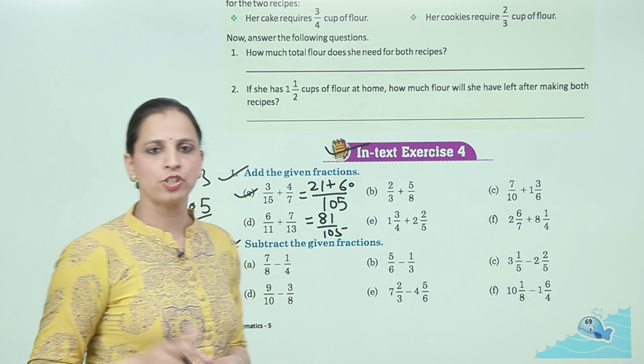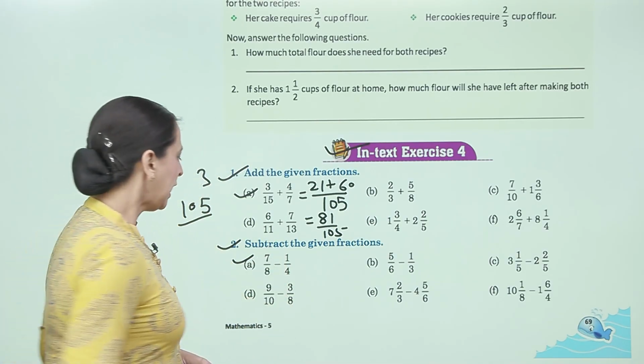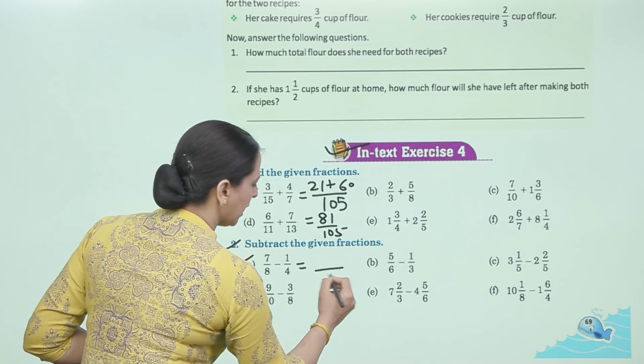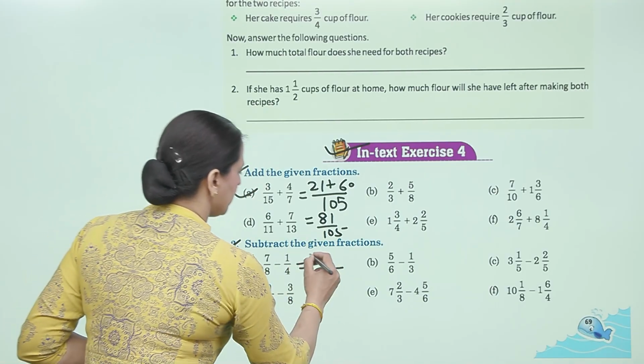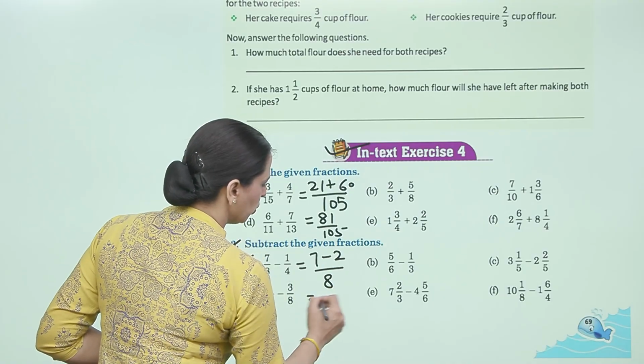Subtract the given fractions. Now A part, 7 by 8 minus 1 by 4. Now 8 and 4. The LCM is 8. Now 7 minus 2, that is 5 by 8.